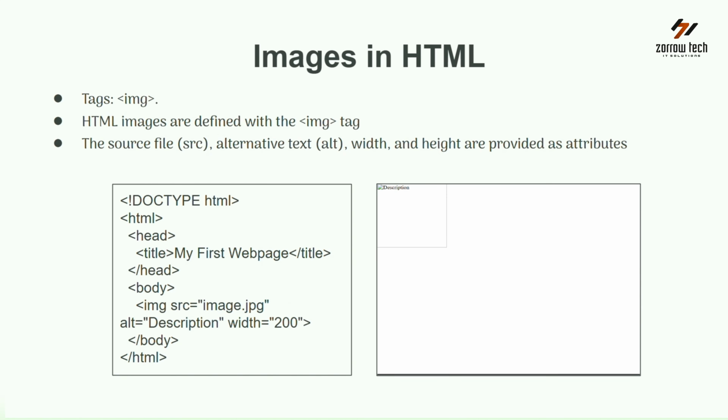Images in HTML. To add images to your web page, use the IMG tag. You'll need to specify the image source, alternative text, and optionally the width and height. Example, you can add an image with a description and set its width to 200 pixels.